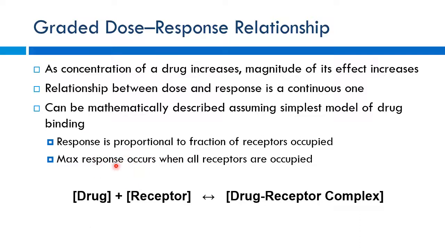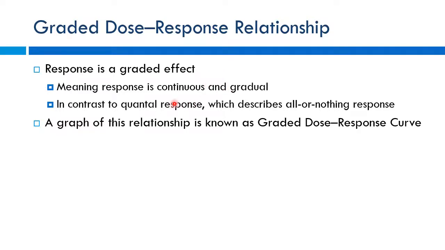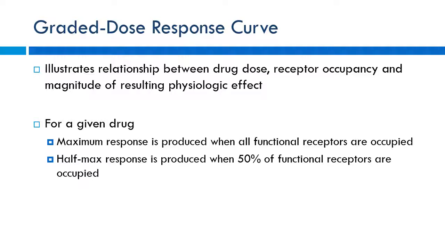Anyway, again, max response should occur when all the receptors are being occupied. Once you have them all saturated, at that point you can't really get any more effect out of that. So again, it should be continuous, a gradual effect you're going to see with that. But this will be in contrast to the quantal response, which is going to be more of an all or none phenomenon, which we're looking at in patients. And so again, we'll show you a graph of the relationship showing that graded dose response. The ones we've been looking at have been graded dose response curves. So again, for a given drug, when you have 50% max occupancy of those receptors, that should be your ED50 right at that point there.